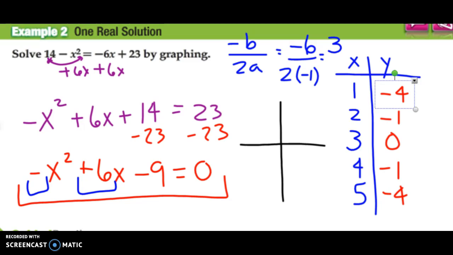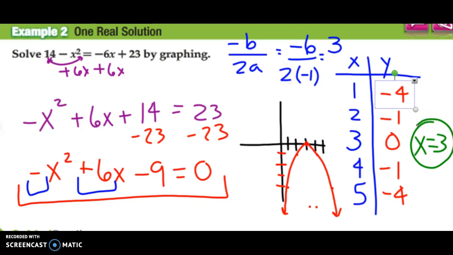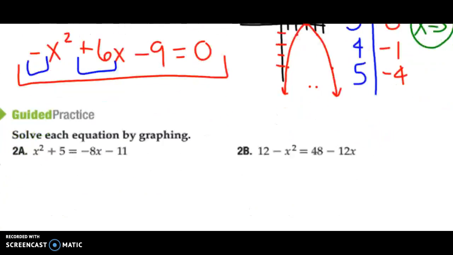it actually sits right here, and then 2, negative 1 right here, and 1, negative 4 is here. And so my parabola actually sits on the x-axis. So it only has one solution. So my solution then would be x equals 3. It is my only one solution.